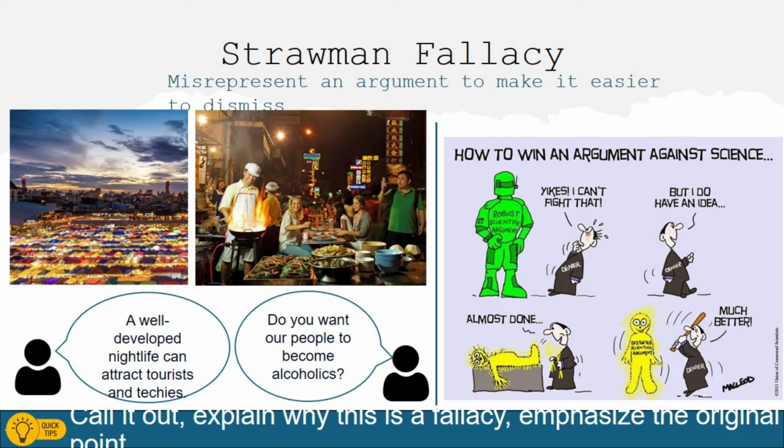But on hearing nightlife, if your first trigger is, oh, you want our people to become alcoholics, this is a classical example of strawman fallacy, where you are misrepresenting the initial robust argument so that it makes it easier to dismiss. Now, how do we counter this? You can call it out, explain why this is a fallacy, bring the person back and emphasize the original point.